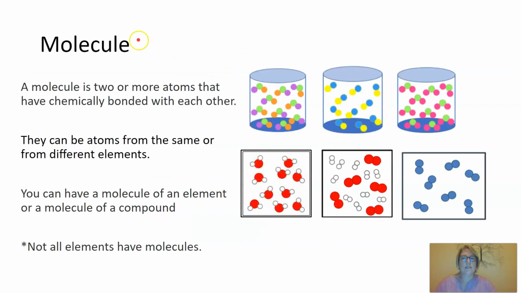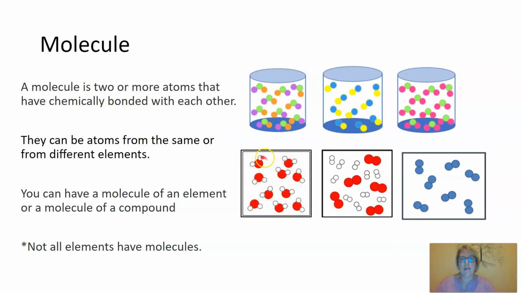This leads us into what is a molecule. A molecule is two or more atoms that have chemically bonded with each other. If we have a look at this diagram here, here are two atoms that are chemically bonded. This diagram over here, from the previous slide, two atoms that are chemically bonded. This diagram here, two white atoms chemically bonded. Here are two red atoms chemically bonded.